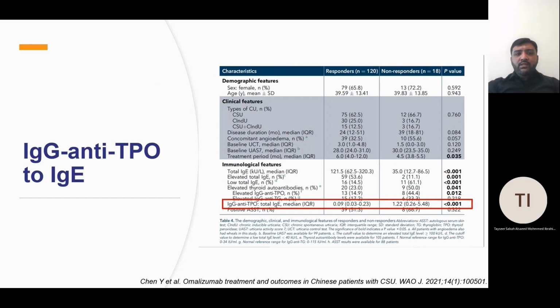As we saw earlier, IgG anti-TPO to IgE is a marker for type 2 endotype of chronic spontaneous urticaria. In this recent study, which was published in WOW, looking into the outcome of omalizumab treatment in patients with chronic spontaneous urticaria, they found that the patients who were non-responders to omalizumab had a higher median IgG anti-TPO to total IgE in comparison to patients who responded to omalizumab treatment.